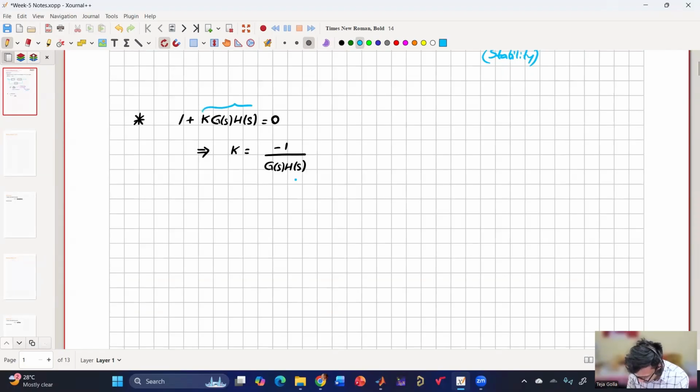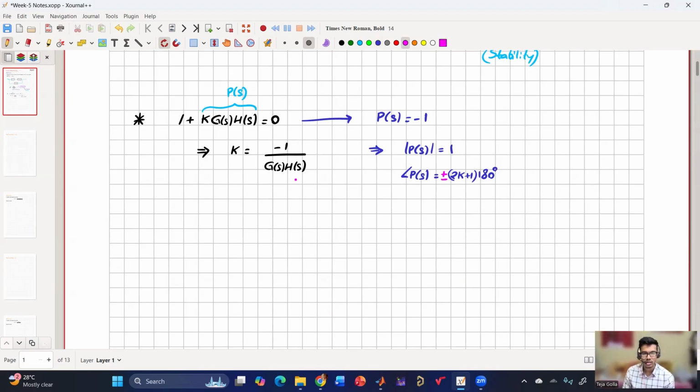Or let us assume this entire thing to be some polynomial transfer function p of s. So from this equation, we can get that p of s is minus 1, which means the magnitude of p of s is 1 and the angle of p of s is 180 degrees or odd multiple of 180 degrees. So we can write it as (2k plus 1) into 180 degrees, plus or minus again. So it can be plus 180 degrees, minus 180 degrees. So the solution exists as long as this p of s is minus 1. So this is the solution of this equation.